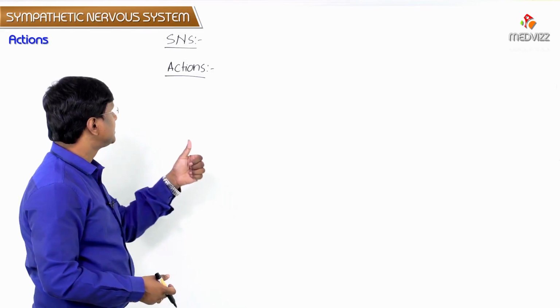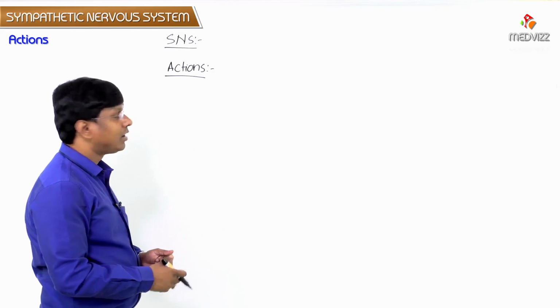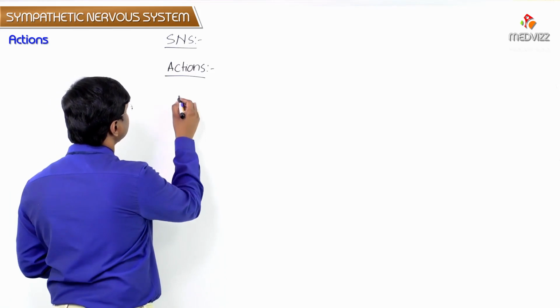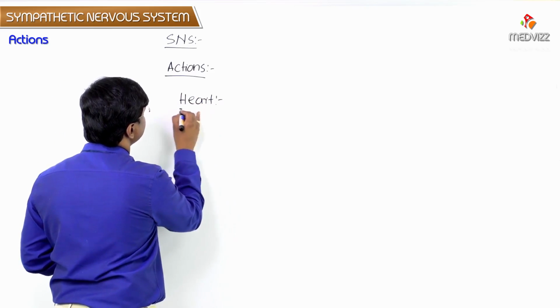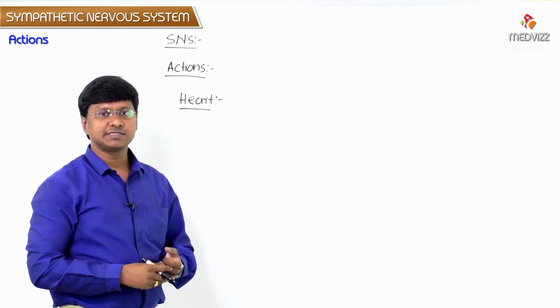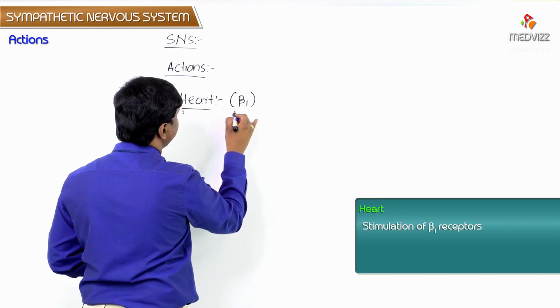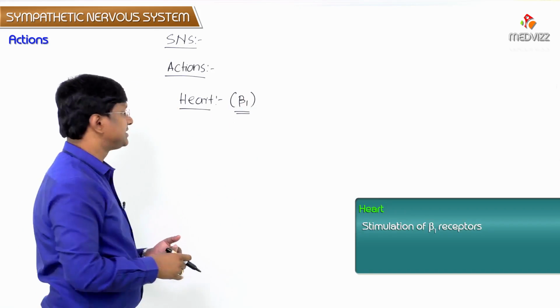Now let me discuss the actions of the sympathetic nervous system on the various organs. First, let me tell you the actions on the heart. The actions of the sympathetic nervous system on the heart are by stimulating the beta 1 receptors.